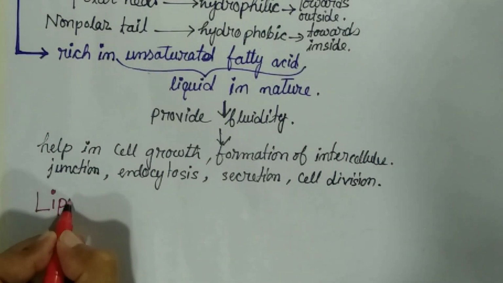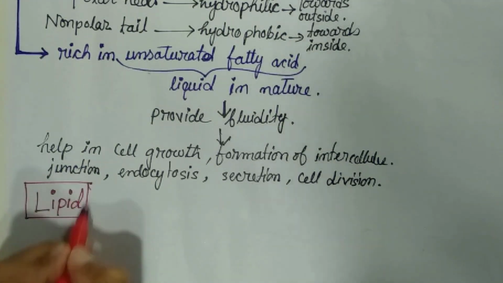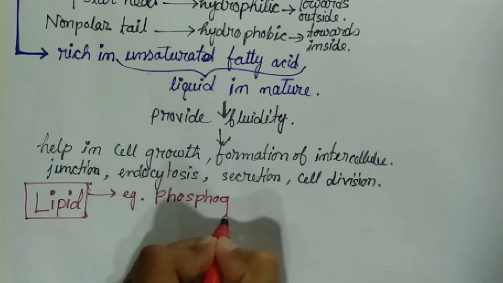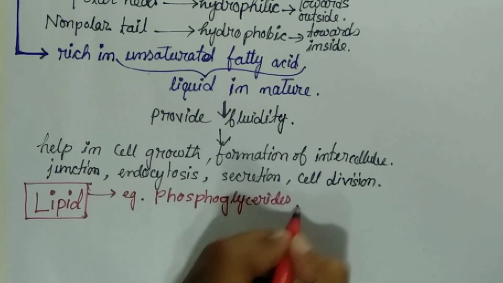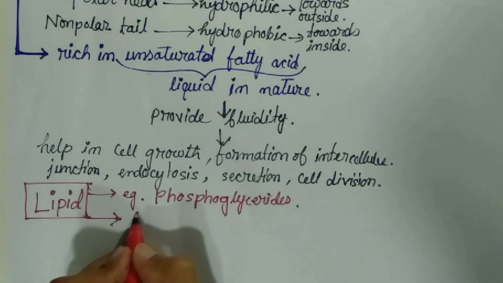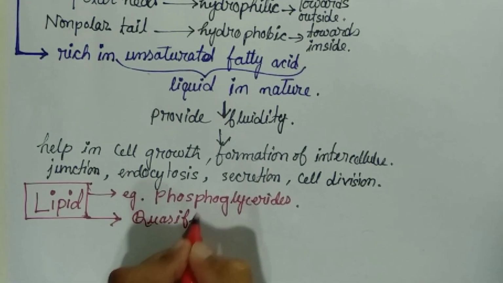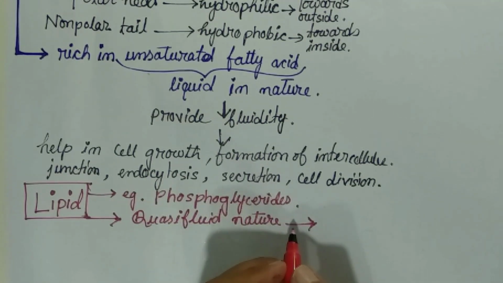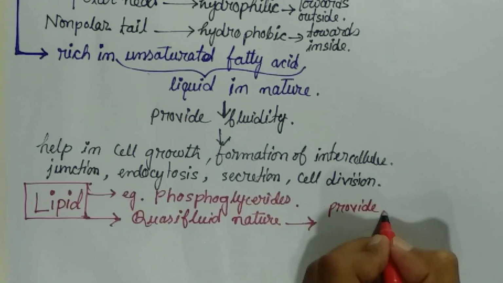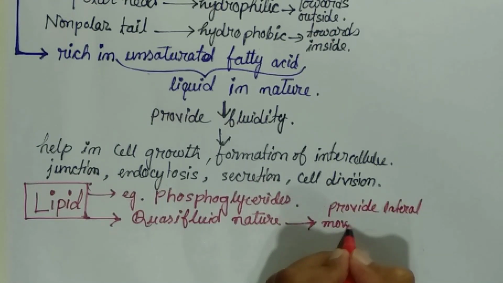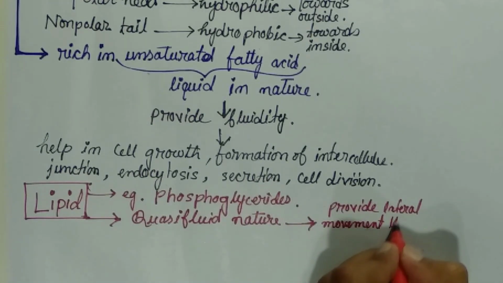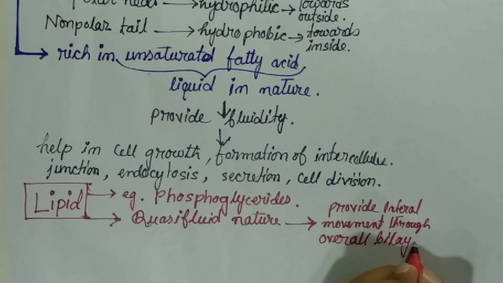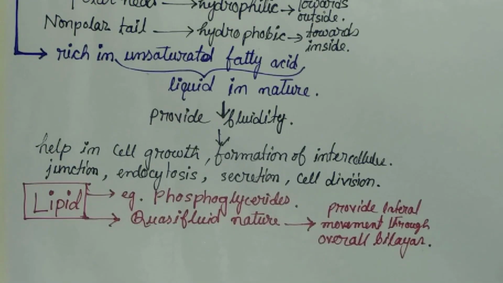Phospholipid is a kind of lipid. In the cell membrane, we find lipids like phosphoglycerides. This lipid is quasi-fluid in nature. It is the most important property of the phospholipid layer, as it provides the lateral movement of intrinsic proteins through the overall bilayer.